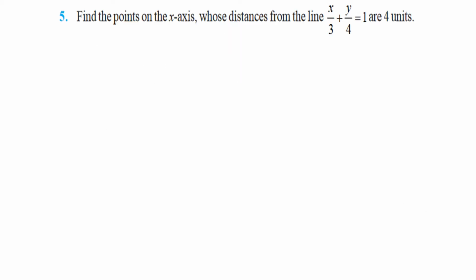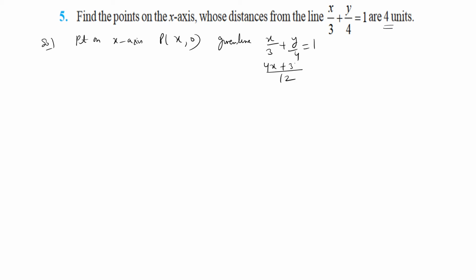In the next question, find the points on x-axis whose distance from the line is 4 units. So we know that a point on x-axis has its y-coordinate 0. So let it be of the form (x, 0). And the line here is x upon 3 plus y upon 4 equal to 1. Let us write it in standard form. So by taking LCM, 4x plus 3y equal to 12.